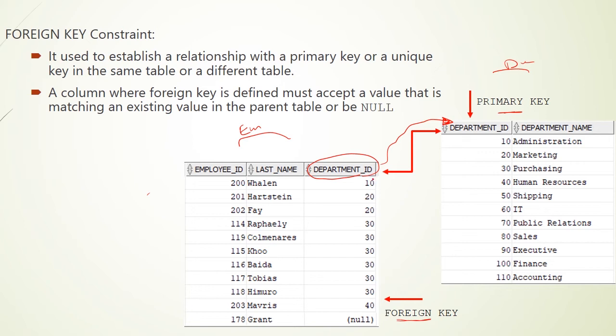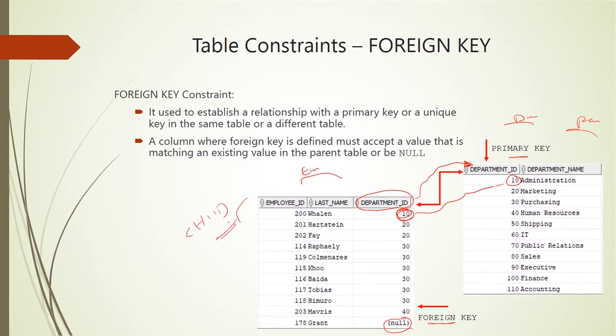The values in the department ID column in the employees table must match a value in the department ID column in the departments table, or be null. If you try to insert a new employee and you specify a department ID that does not exist in the departments table, the insert statement will fail. This table is called the parent table and this table is the child table.